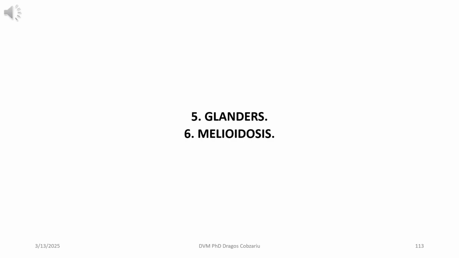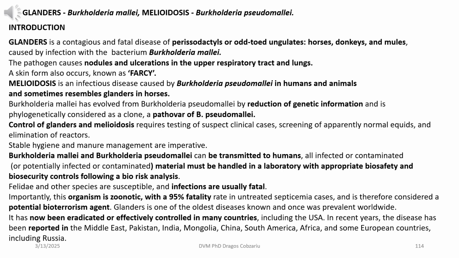Glanders and melioidosis. Glanders is a contagious and fatal disease of perissodactyls or odd-toed ungulates, horses, donkeys, and mules, caused by infection with the bacterium Burkholderia mallei. The pathogen causes nodules and ulcerations in the upper respiratory tract and lungs. A skin form also occurs, known as farcy.